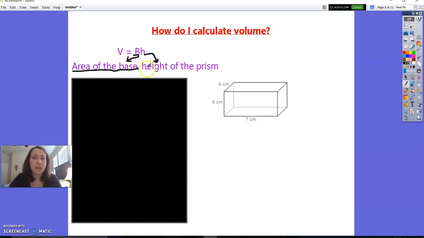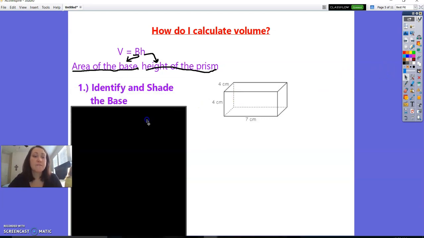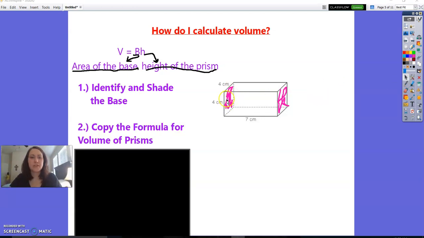And when you took notes, I told you that that was really the distance between the bases. So keep that in mind. Height is the distance between the two bases. So by way of review, first step every time, identify and shade the base. I told you guys the base was always a two-dimensional shape that is congruent to the other version of itself. So in this case, I'm going to use this square as my base and this square as my other base, okay?